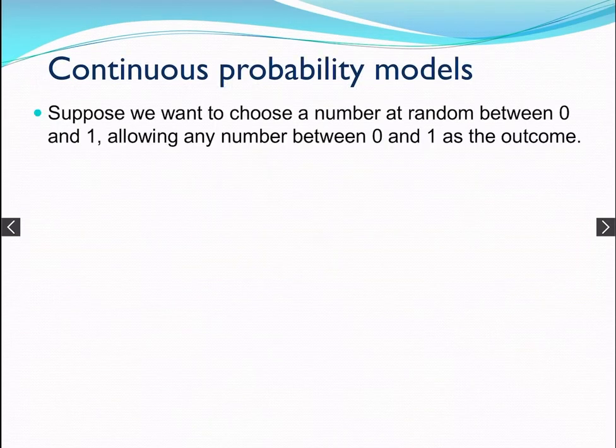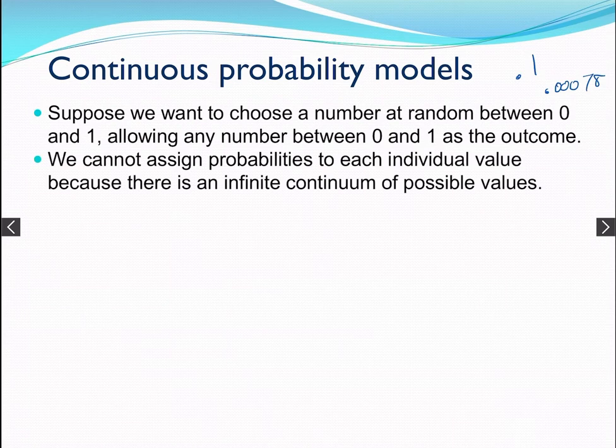Continuous probability models are a little bit different. Suppose we wanted to choose a number at random between 0 and 1, allowing any number between 0 and 1 as the outcome, right? So I could choose 0.1, I could choose 0.00078, any number between 0 and 1. We cannot assign probabilities to each individual value because there's an infinite continuum of possible values. There are infinitely many numbers between 0 and 1.